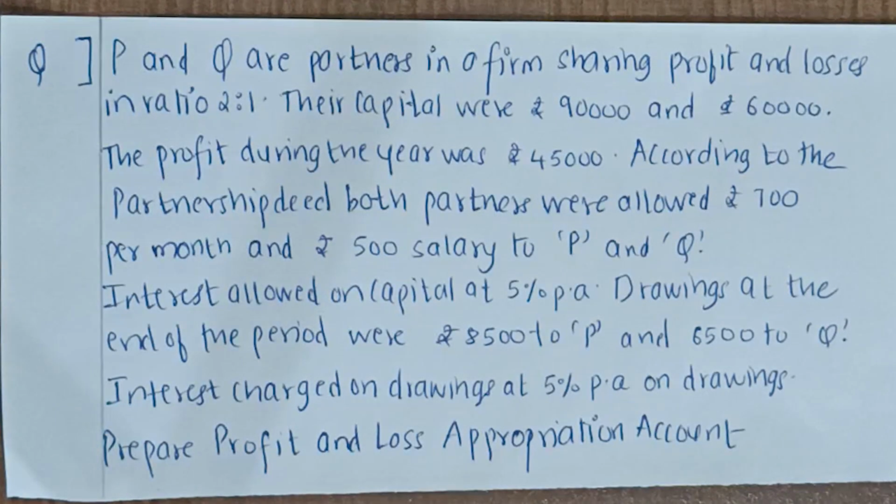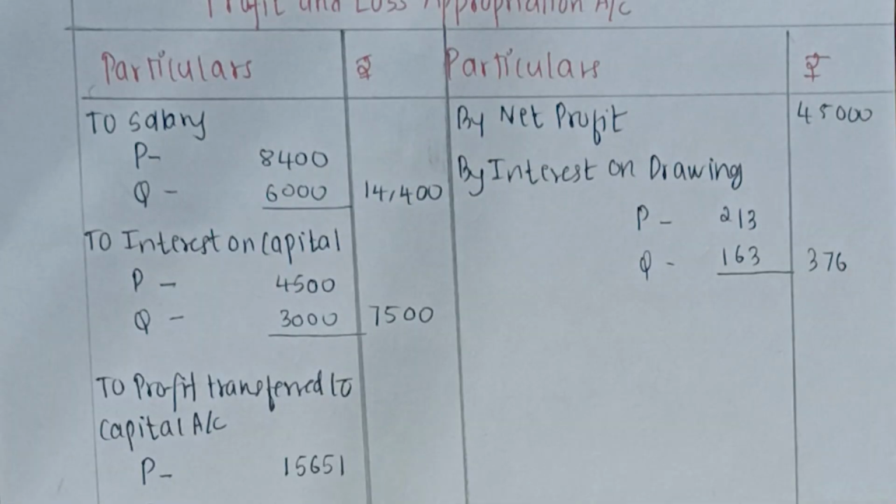Now let's see how we are supposed to solve this. Let's start solving. We will write profit and loss appropriation account. Then we make the rulings: particulars, amount, particulars and amount. On the credit side, we will record the incomes, that is, by net profit and by interest on drawings. The profit given to us in the sum is rupees 45,000, so we'll write by net profit rupees 45,000. Next is by interest on drawings.